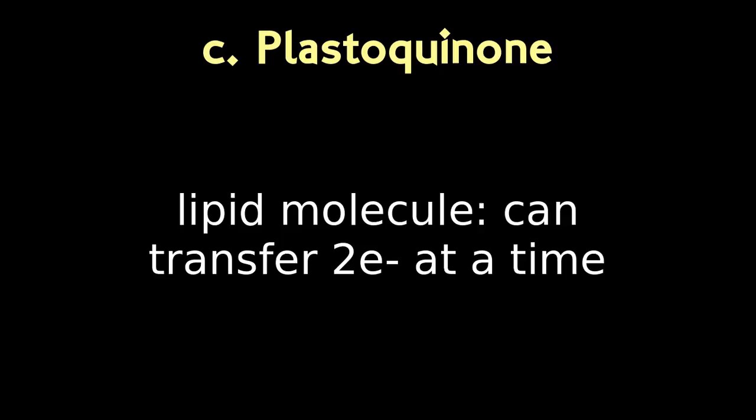So plastoquinone is similar to ubiquinone that we talked about in the electron transport chain, in that this is a lipid molecule. One difference is that this can transfer 2 electrons at a time, not just a single electron.